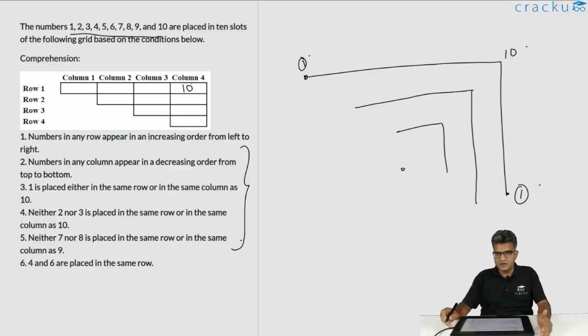So either this is 1 or this is 1. Because if 1 is in row 1, it will be to the leftmost because it is smaller than every other number in the same row. So it will be to the leftmost. Or if this is 1, it will be bottommost. We don't know where it is, so we'll keep it there.